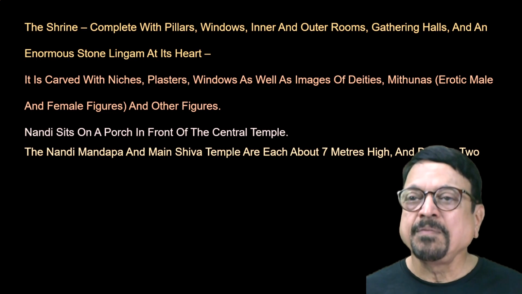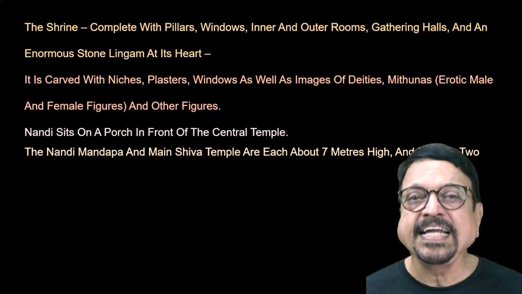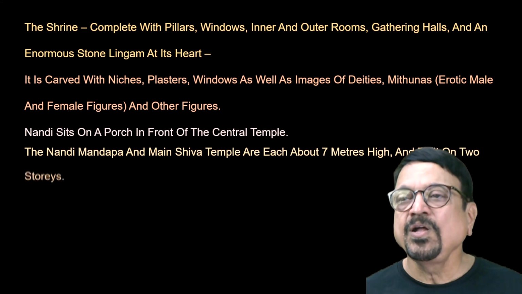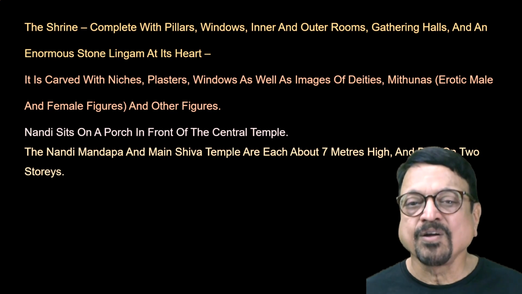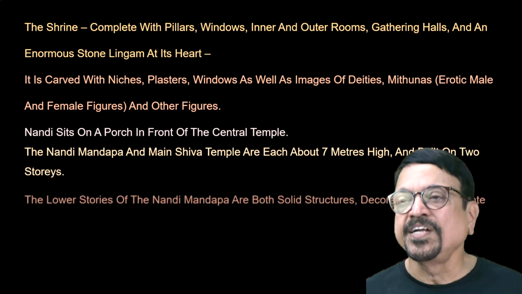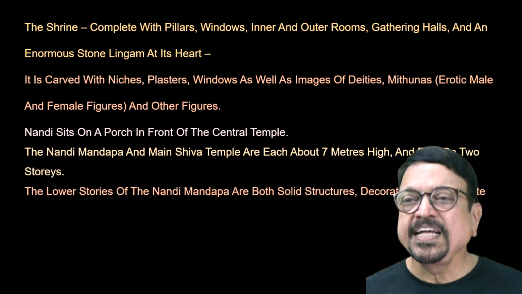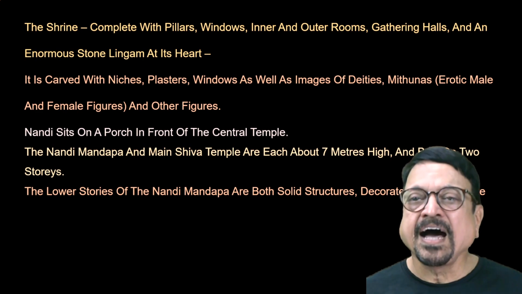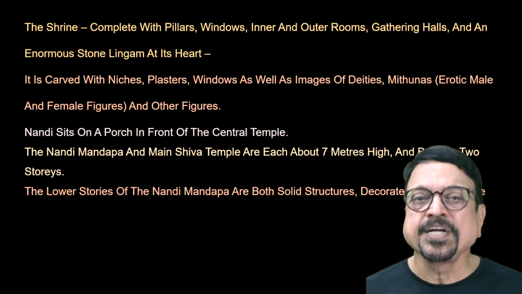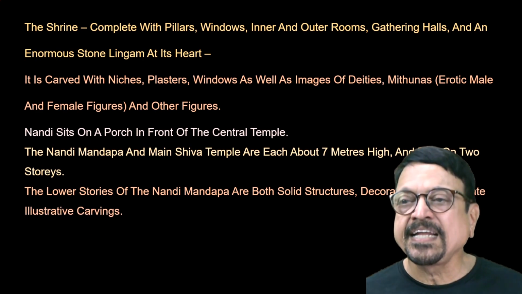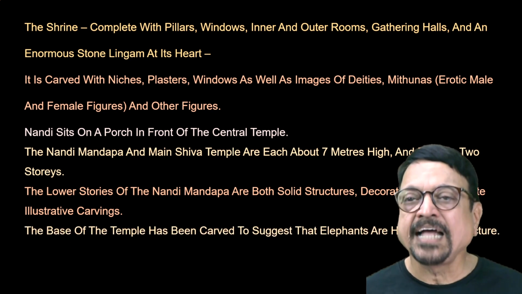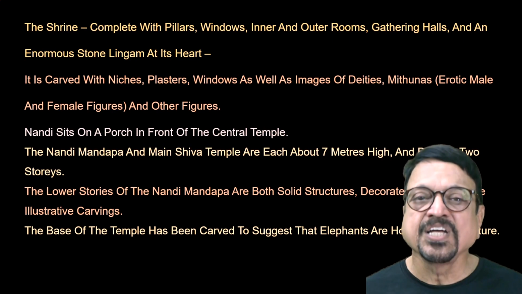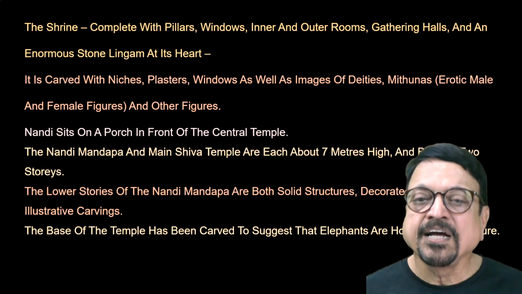Now the Nandi Mandapam and main Shiva temple are about 7 meters, or 21 feet, in height, and built two-storied, that is, ground floor and first floor. The lower story of the Nandi Mandapam is a solid structure decorated with elaborate illustrative carvings. The base of the temple has been carved to suggest elephants. Now that is called Gajapatti.